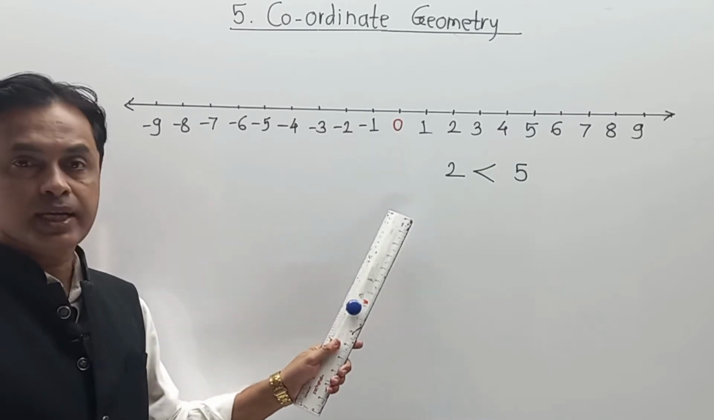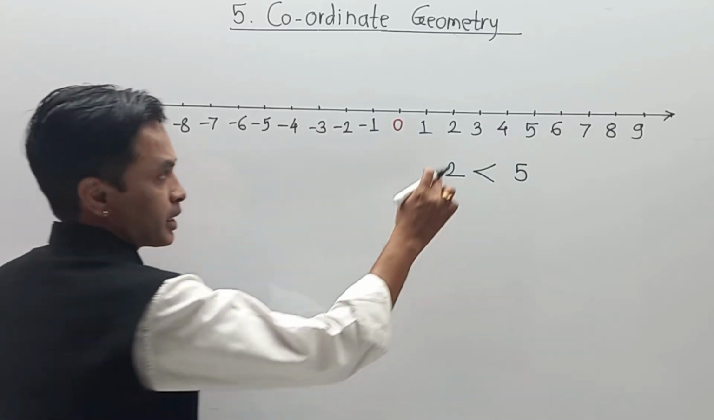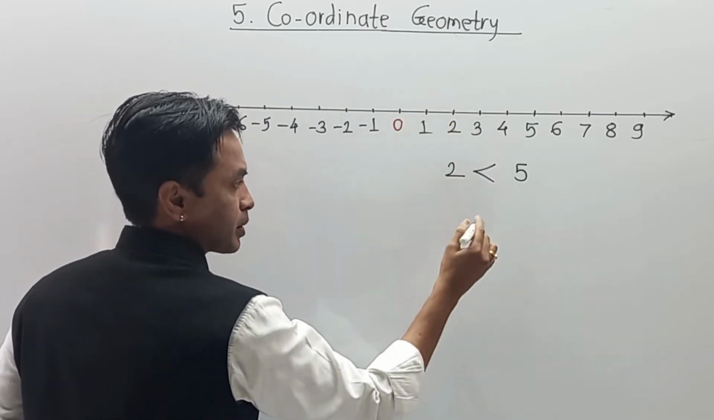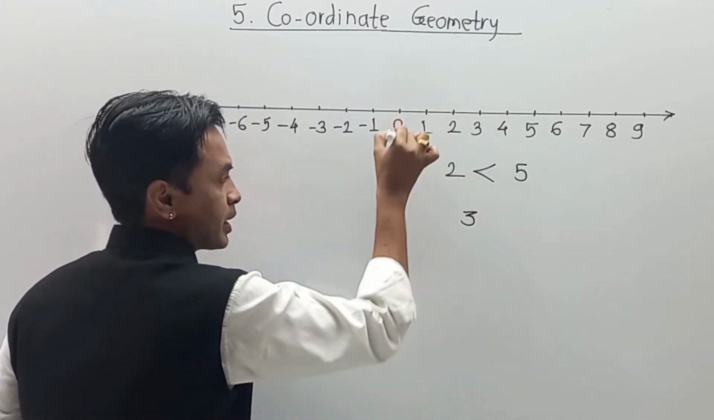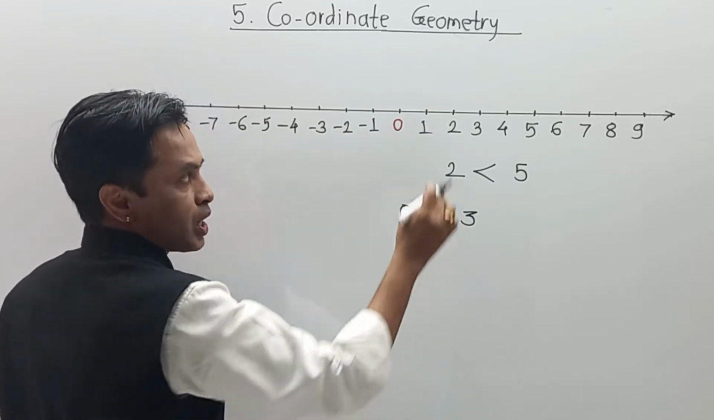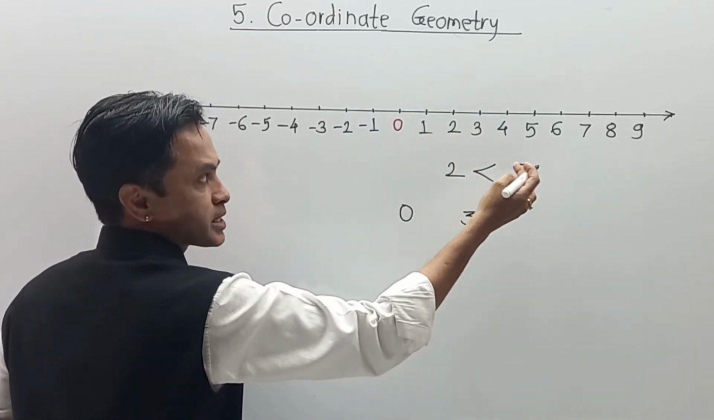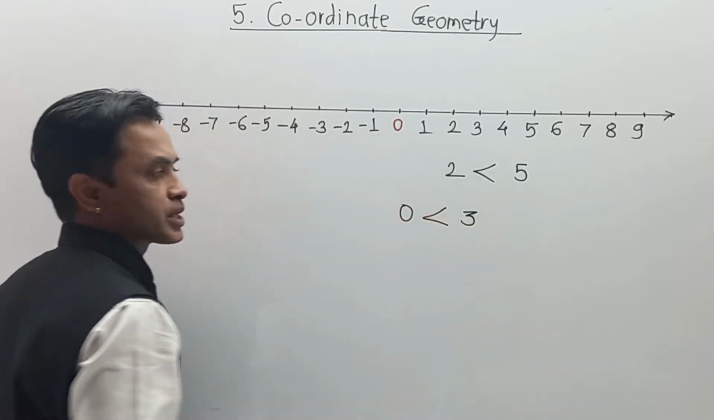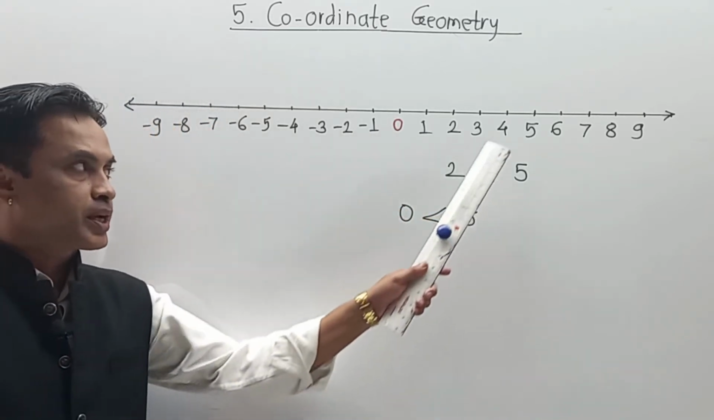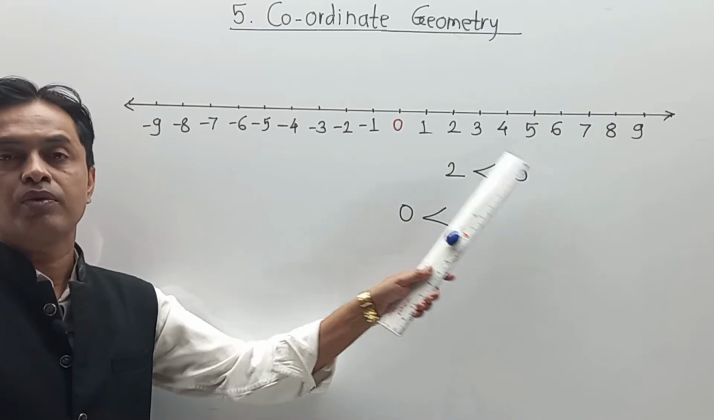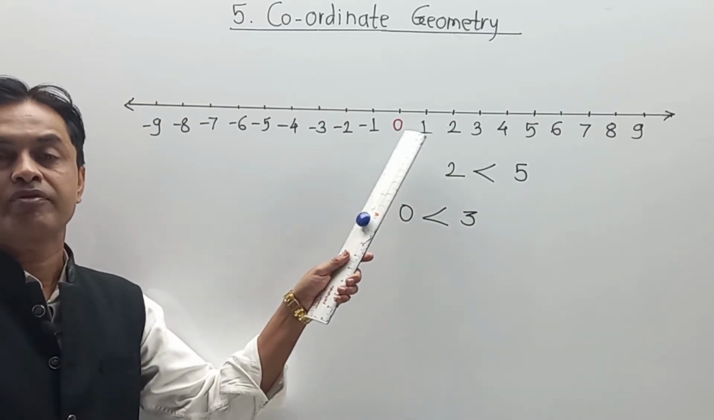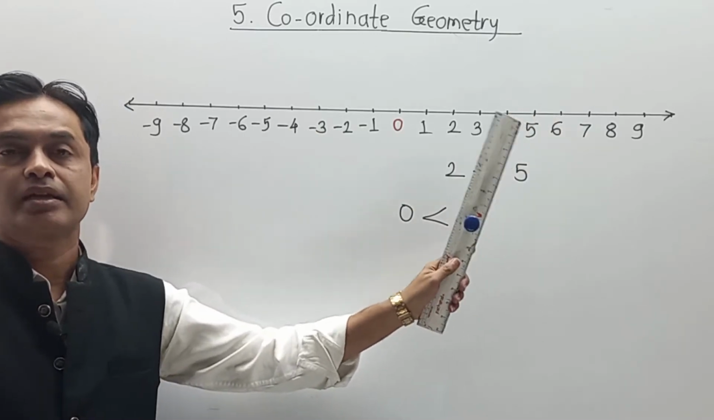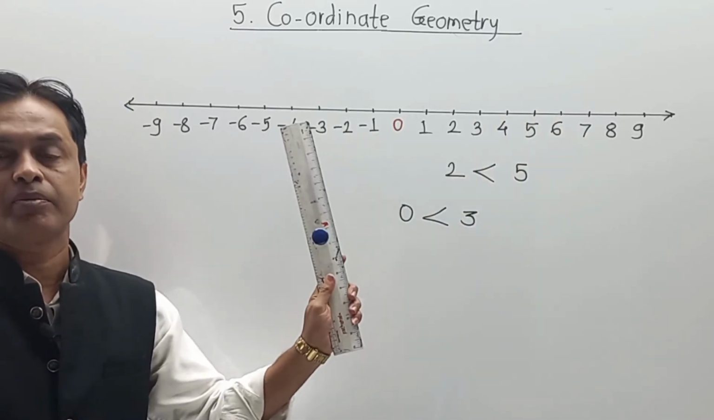If you want a second example, let me take the numbers 3 and 0. Here I write 3 and here I write 0. Again 3 is towards the right hand side and 0 is towards the left hand side. So 3 is always greater than 0. In this way, your right hand side value is always greater than the left hand side value.